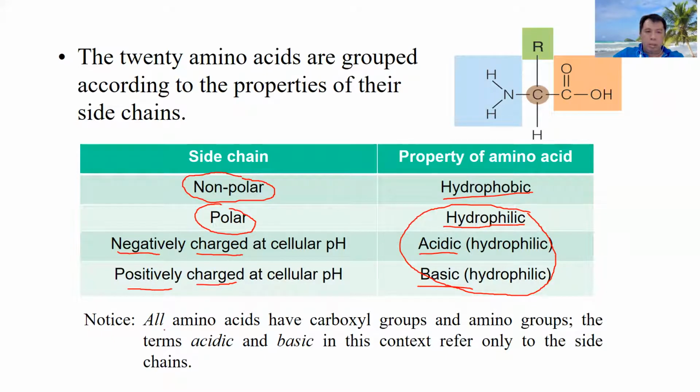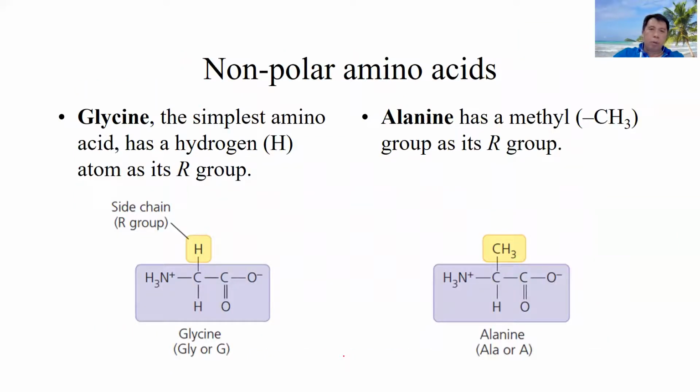And then you must know that all amino acids have the carboxyl group and amino groups. So the terms acidic and basic in this context, we are referring to the side chain only. So for the example of polar and non-polar amino acids, the simplest amino acid is glycine. Glycine is the simplest amino acid in which the R group has a hydrogen atom only. So they have no polar and also no charge. So that's why we call it a non-polar amino acid.